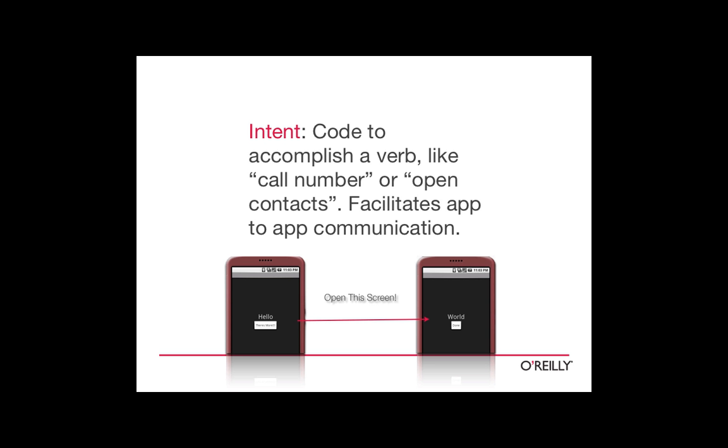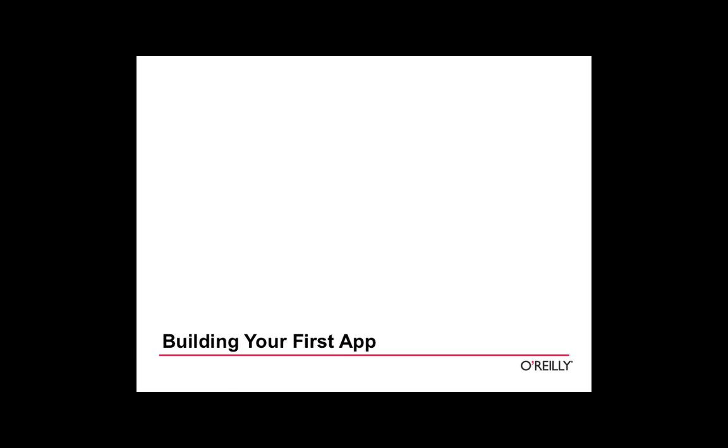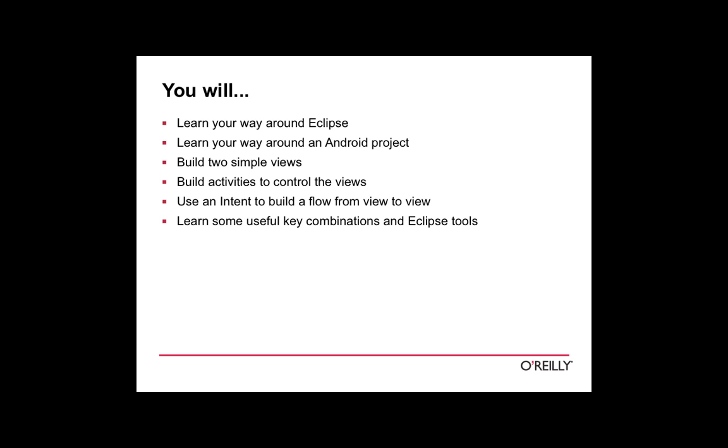That's right. Okay, so let's take a look at what we're going to be building today. As we build this application, you're going to learn your way a little bit around Eclipse, and I'll take some extra time to show some of the answers to the questions that we've just had. I'm going to show you the anatomy of an Android project. We're going to build two very simple views, and two very simple activities to control the views, and then use an intent to open one of the views from the first view, and hopefully learn a little bit about getting around in Eclipse as well.